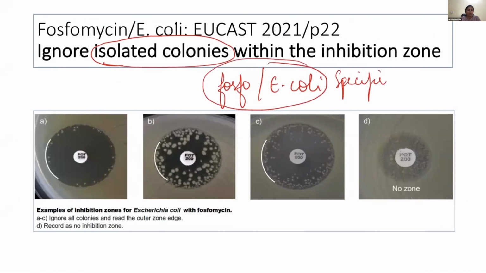Especially postgraduates, do not think this is a general formula. This is only for Fosfomycin and E. coli. So you can see here in A, B, and C, you can ignore all the inside colonies, and only in D you can report it as no zone, because there is no clear space between the isolated colonies at all. That is why you report it as no zone.